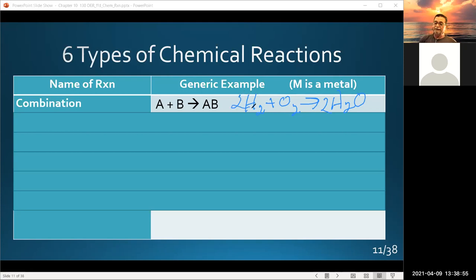Now we're balanced. Two elements come together to form a compound AB, in this case, water. Okay, classic example.